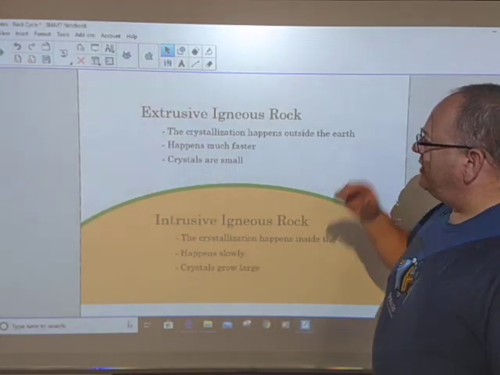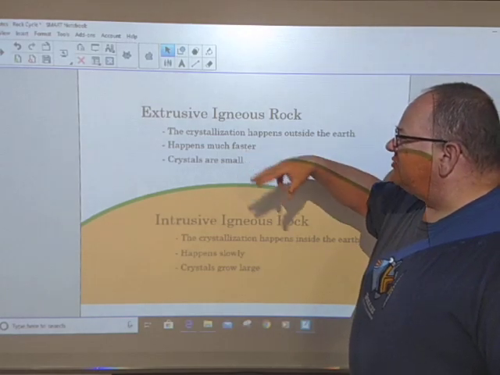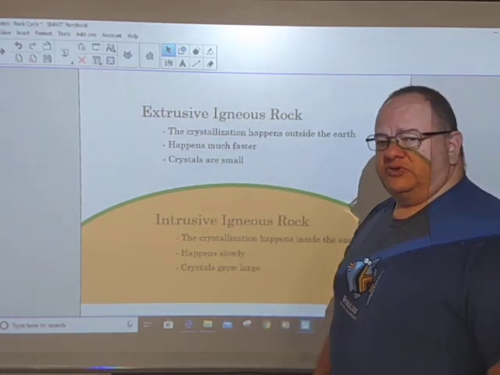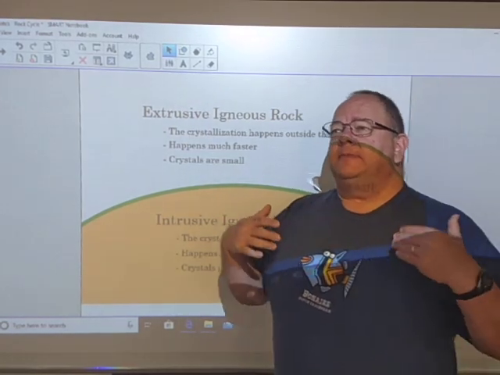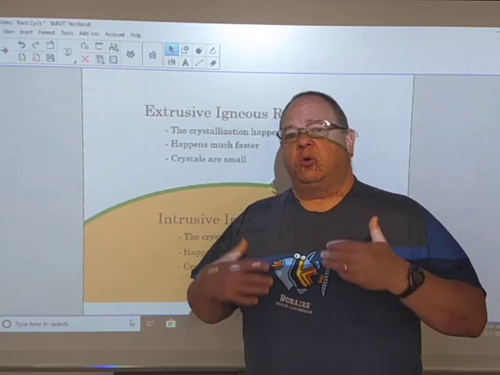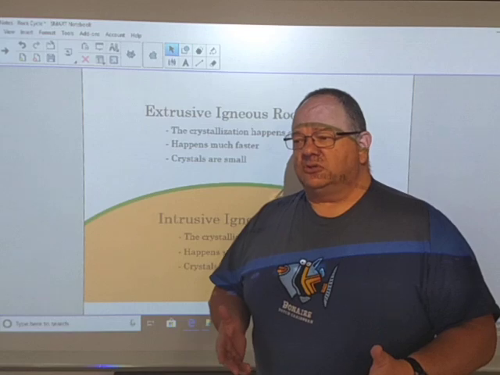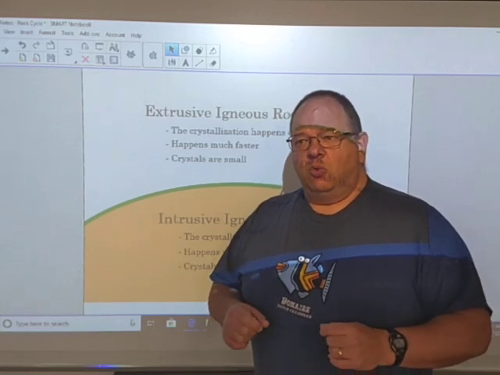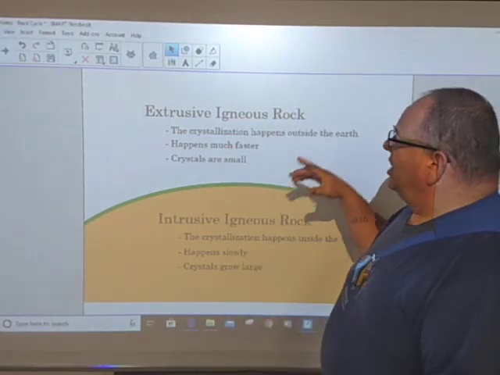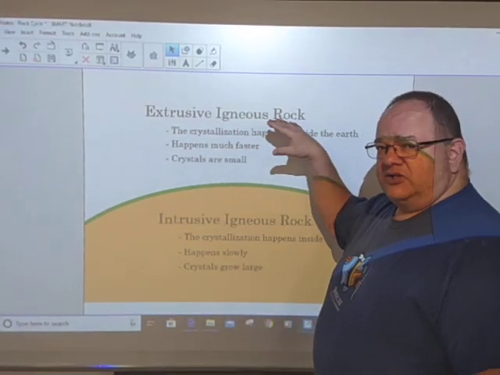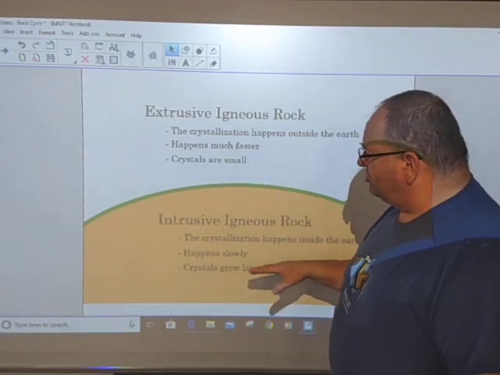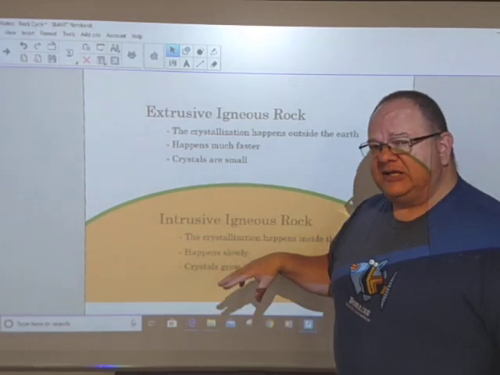All right, so we classify igneous rocks in two ways, and they're referred to as extrusive and intrusive. Relate those words to other words that you should already be familiar with. Think about what's the interior of your house? Well, that's the inside. What's the exterior of your house? That's the outside. Okay? Extrusive igneous rocks form outside the earth. Intrusive igneous rocks form inside the earth.